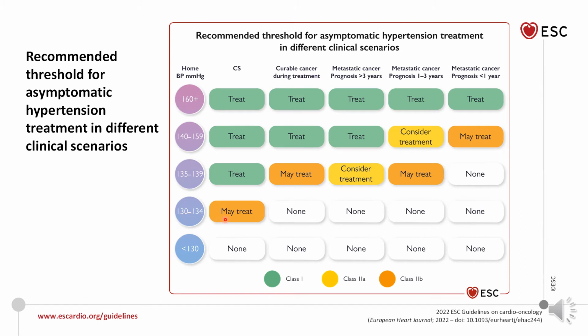If we have a patient with metastatic cancer with a poor prognosis and life expectancy less than 1 year, we might start treatment at a higher threshold at 160. If the life expectancy is between 1 year and 3 years, we also might start treatment at 160, or class 2A to start at 140. And in other scenarios, we start at the regular cutoff point, which is 140.